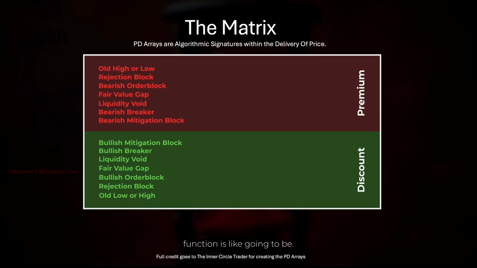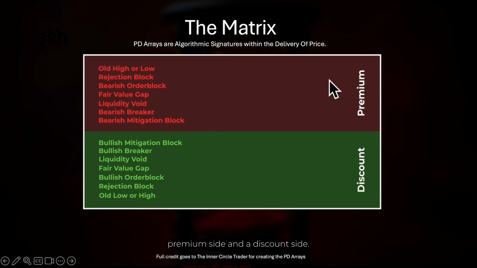When we pay attention to this matrix of the PD arrays, what you can see is that within this larger box, which represents a range, there is a premium side and a discount side. What this basically means is that above 50%, there's a red box which represents the premium side, and below 50%, there's a discount which represents the discount side.